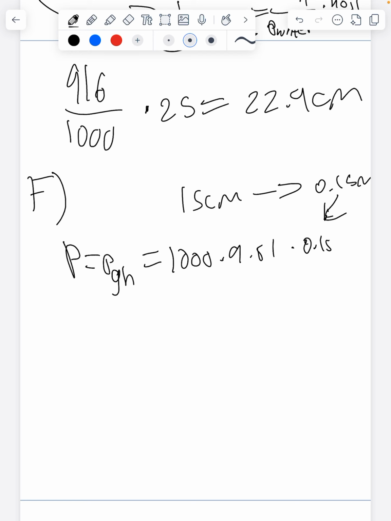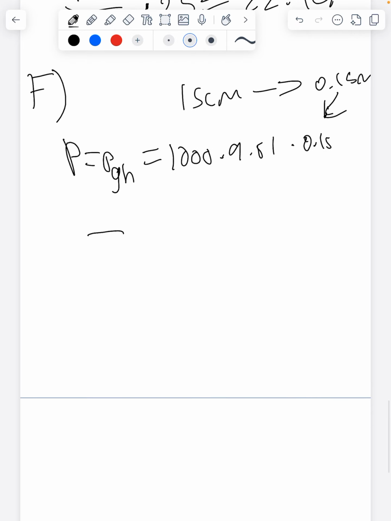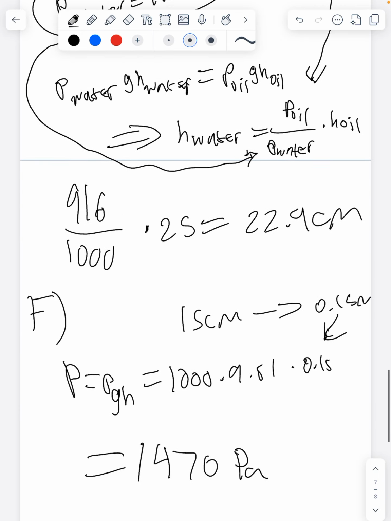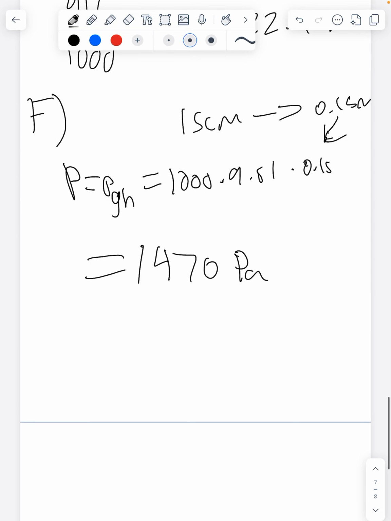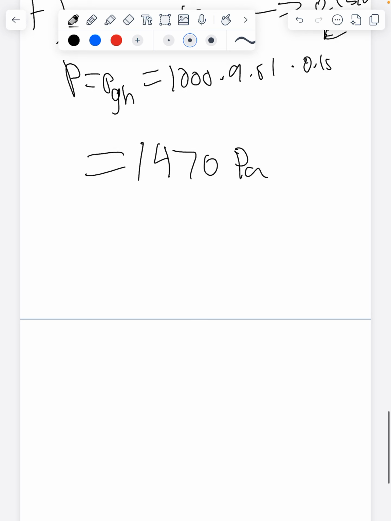All right. So with that, that would equal 1470 Pa. This is just like the diving pressure problem, and it's very standard. We did not have to rearrange any equations. We just had to know the equation, and once you know the equation and the numbers, then that's all you need.